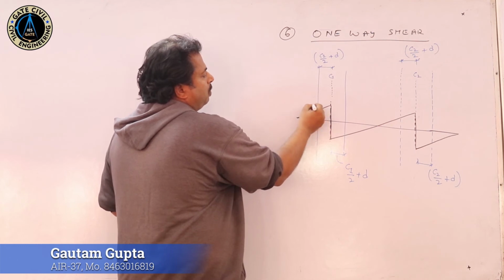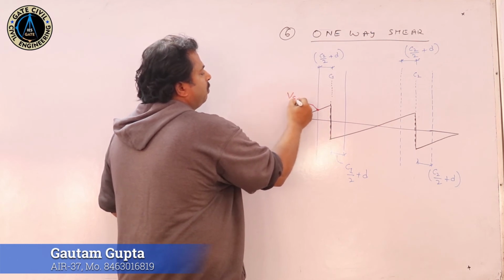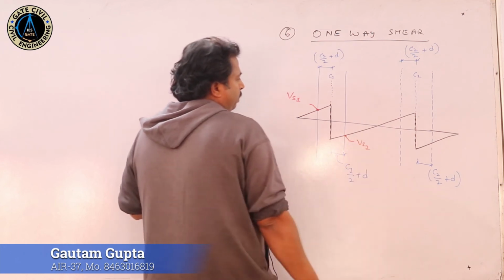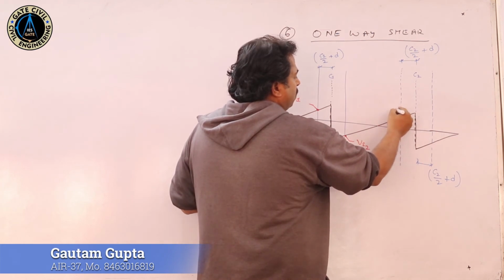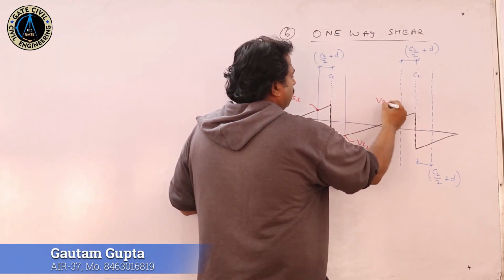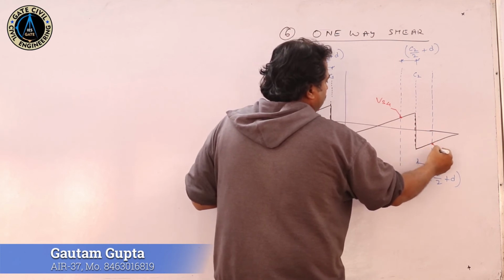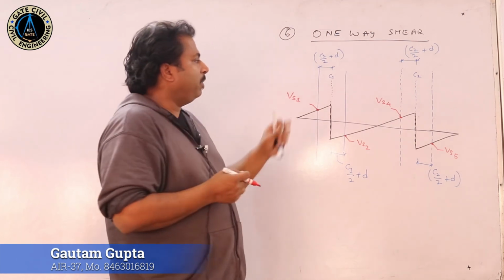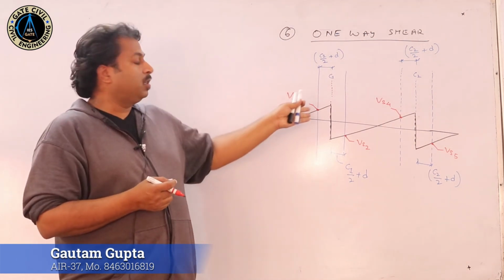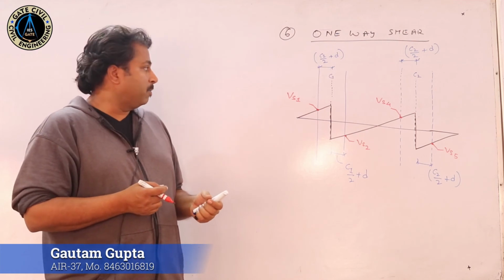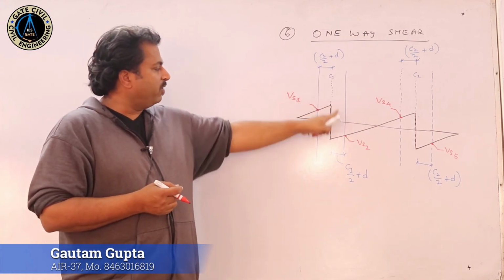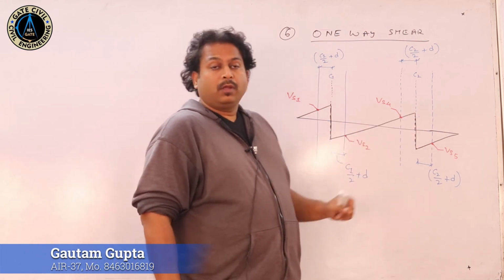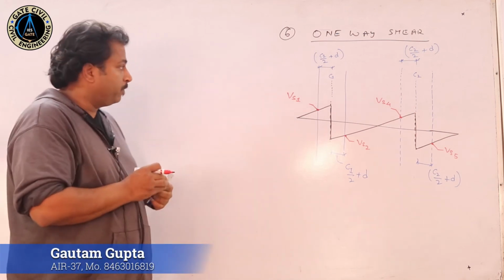This value, suppose this is Vs1, this value Vs2, this value is Vs4, and this value Vs5. All these values can be calculated by using the principle of similar triangles. Why? Because we know the value of V1, V2, V5 and V4. So we can easily calculate these values also.